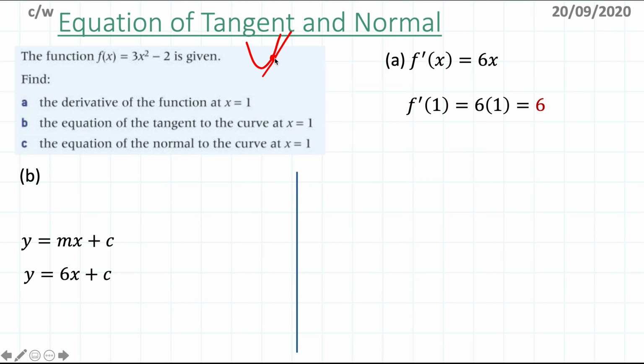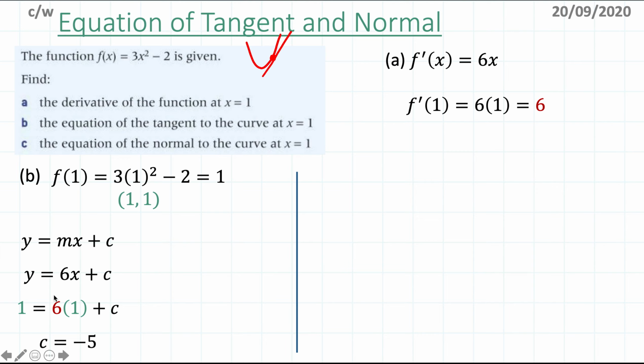Yes, it's x equals 1, but what is y equal to as well? Because this point also belongs on my tangent line. So I'm going to substitute 1 into my original function. f of 1 is equal to 3(1 squared) minus 2, which equals 1, which means this coordinate is (1, 1). It belongs on the curve and it belongs on the tangent line. So I'm just going to substitute it in here, and when I solve it, I get c equal to negative 5. Great. Then my final answer is y equals 6x minus 5.